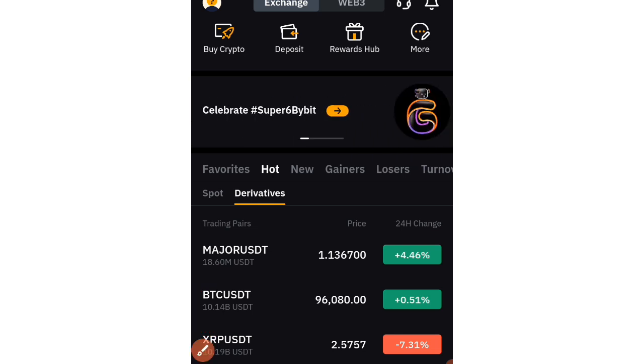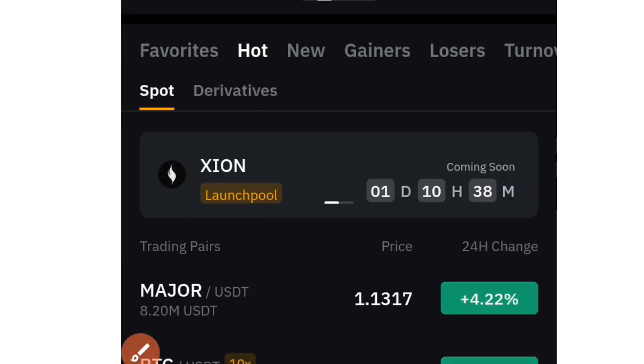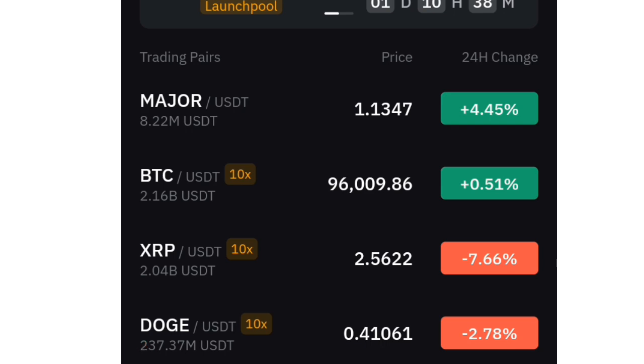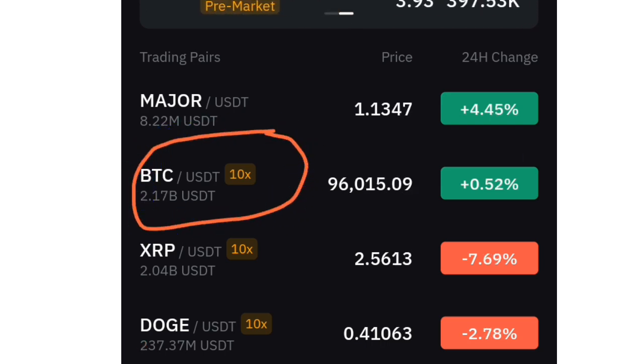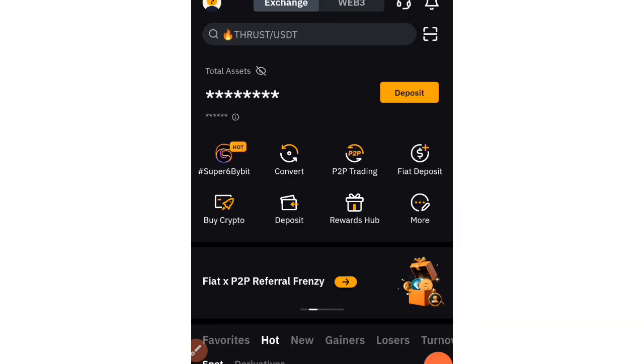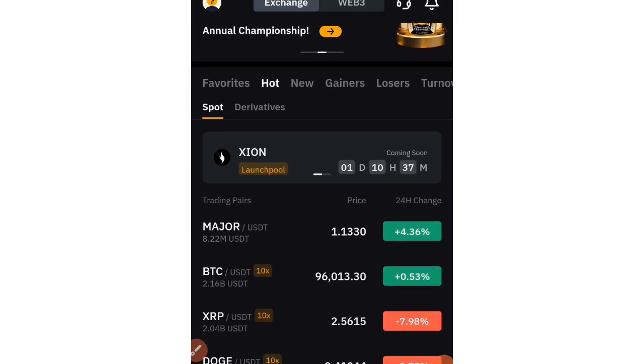So check it alongside with this. When you click on spot, you are going to be seeing coins. See this major, there's a slash between major and USDT, which means this coin is on spot trading. If you check this BTC again, you can see BTC slash USDT. When you click on any of it, you are going to be trading spot. So that's the major difference between spot and derivative. We are going to be trading derivative.